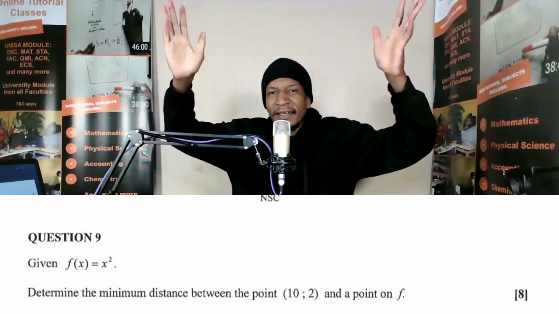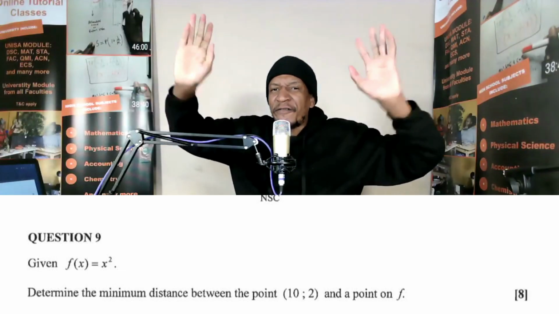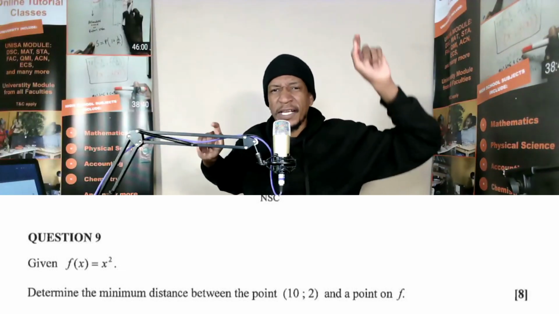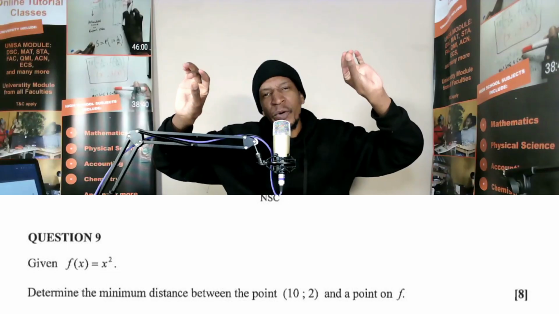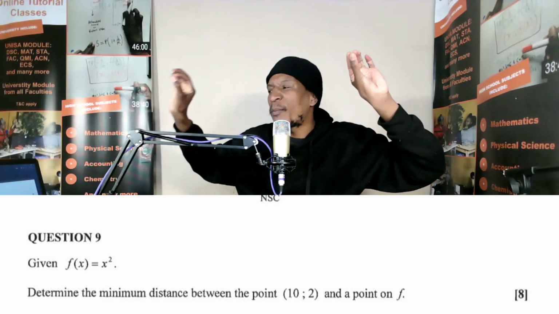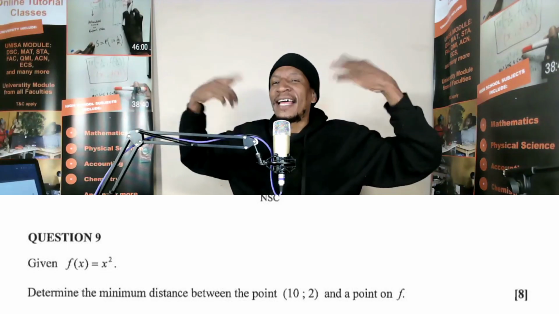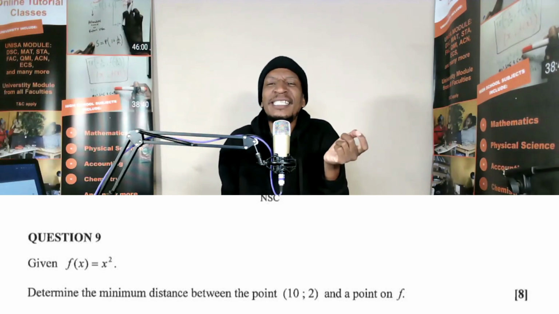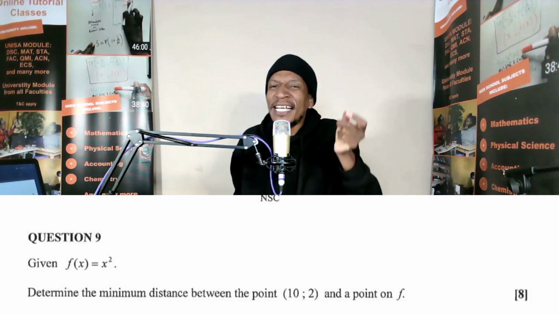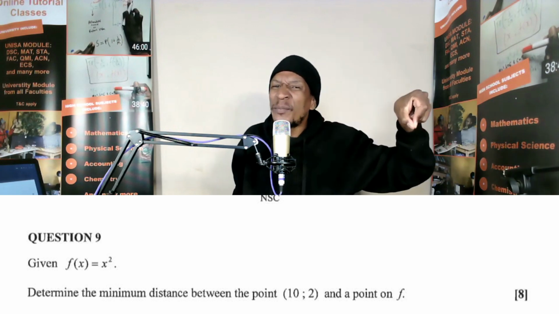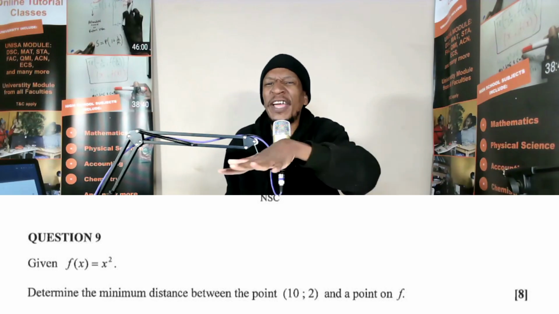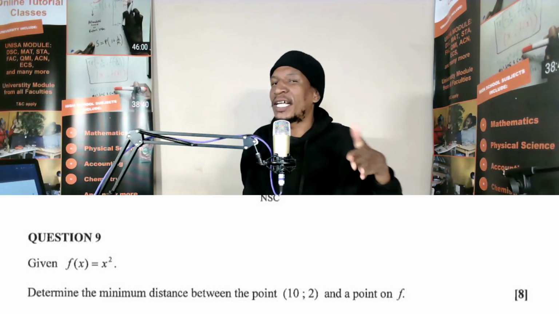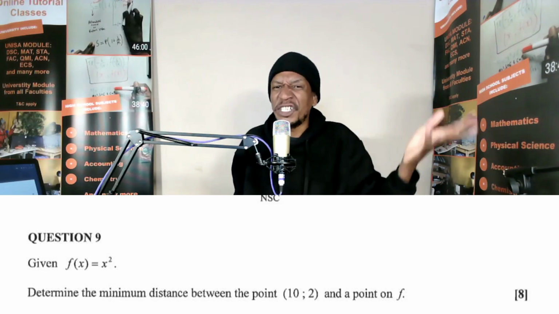So between the given graph or the given curve of f of x is equals to x squared, there lies a point somewhere further away whereby the point is (10, 2), and then we have to find the minimum distance between the two. There are some certain keywords whereby if you hear someone say you must determine the minimum or the maximum value of anything, in most cases you know that somewhere you're going to have to differentiate.